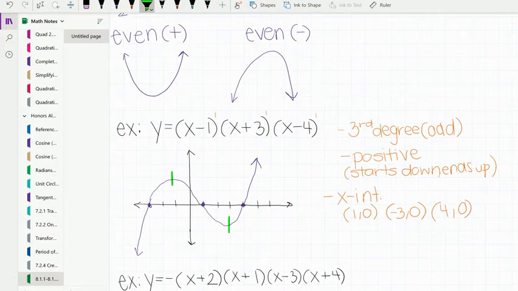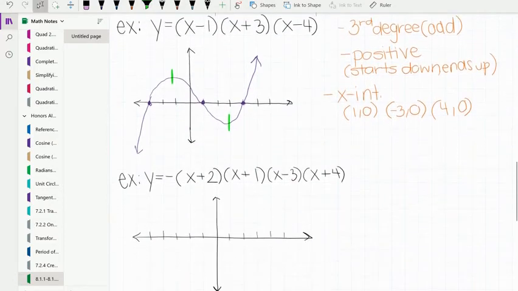So it's always going to have one less turning point than the degree. So since it's a third degree, we're going to have 2 turning points. All right, let's go ahead and try the next one.